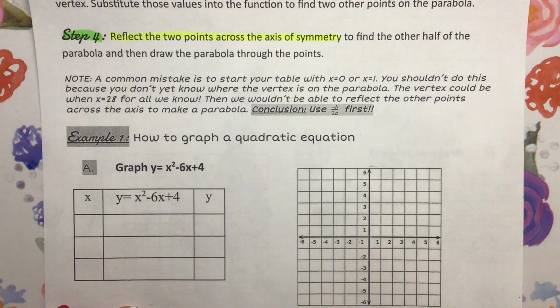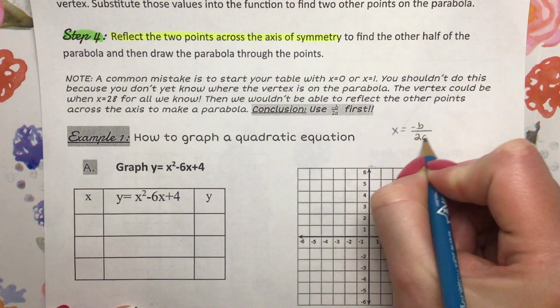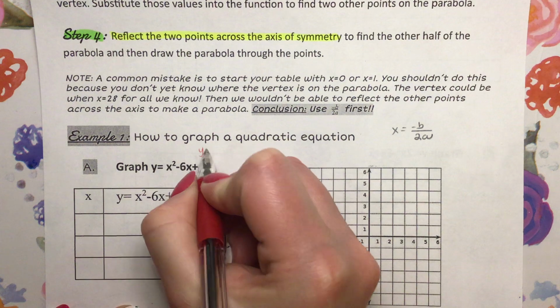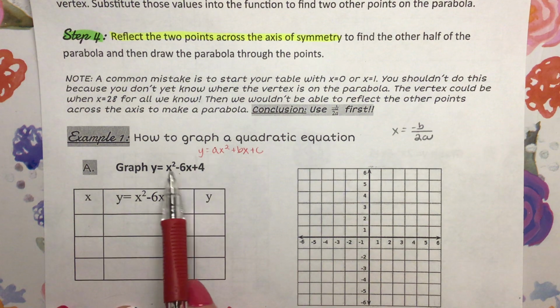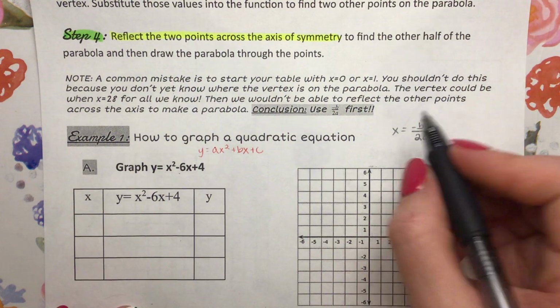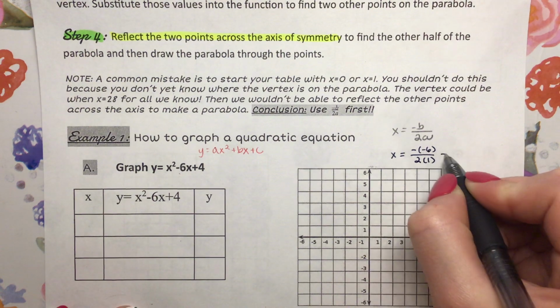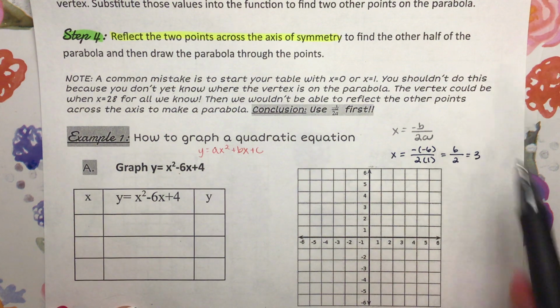So let's jump right in and graph this equation. Step 1 is to find the axis of symmetry. The formula is x equals negative b over 2a. If you forgot what form this is in, it's y equals ax squared plus bx plus c. So b is negative 6 and a is an invisible 1. Substituting, x is equal to the negative of negative 6 over 2 times 1, or positive 6 over 2, or 3.